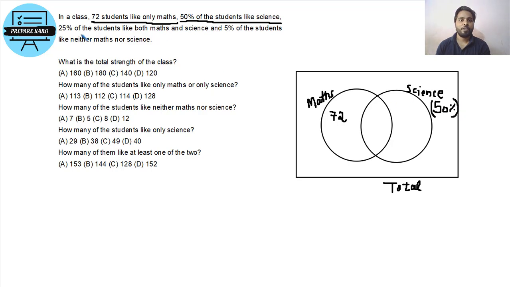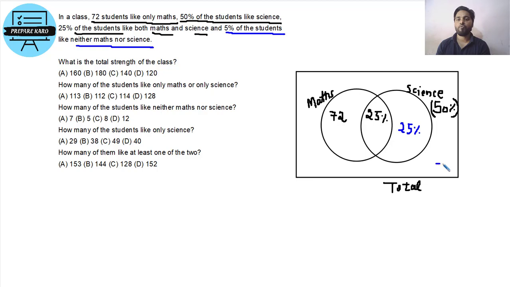50%. Okay. 25% of the students like both maths and science. Can I say out of 50% students who like science, if 25% students like both maths and science, then the number of students who like only science will be 50 minus 25, 25%. I hope this is clear. Out of this 50, this 25 is here. So remaining 25 will be here. All right. So 25%. Next, and 5% of the students like neither maths nor science.